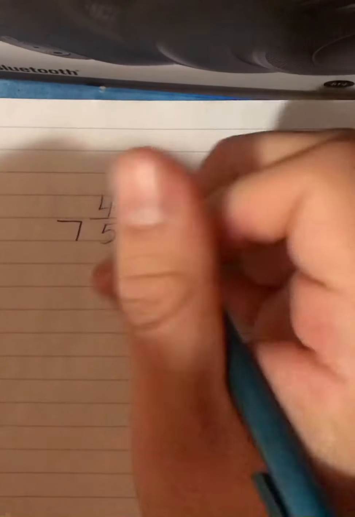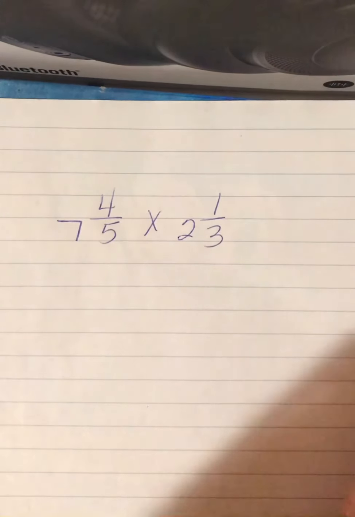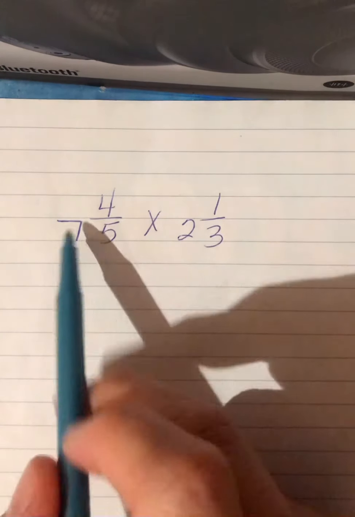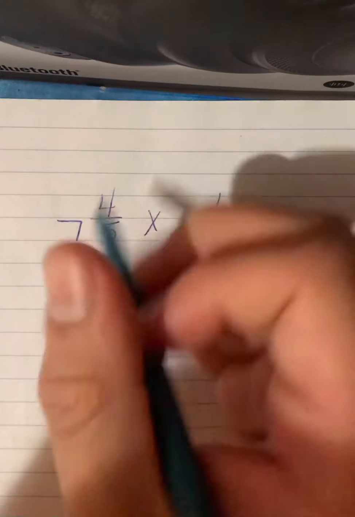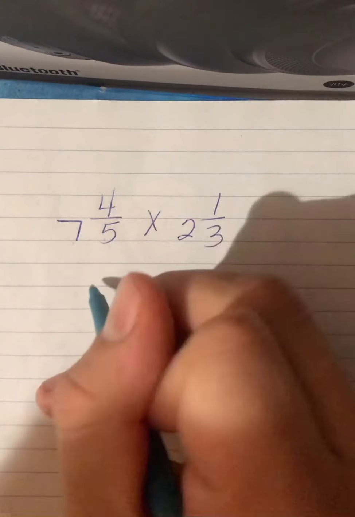Let's do 7 4/5 times 2 1/3. So step number 1 is to change the mixed number into an improper fraction. The way I do that, we multiply. 7 times 5 is 35, plus 4 is 39.